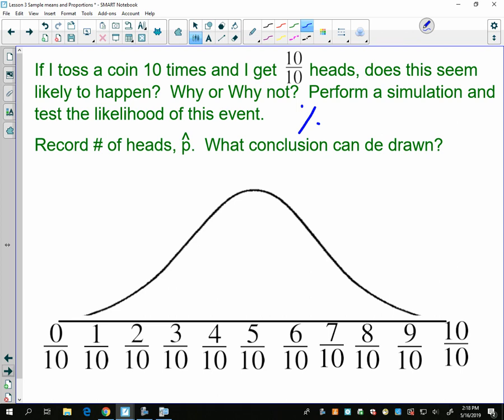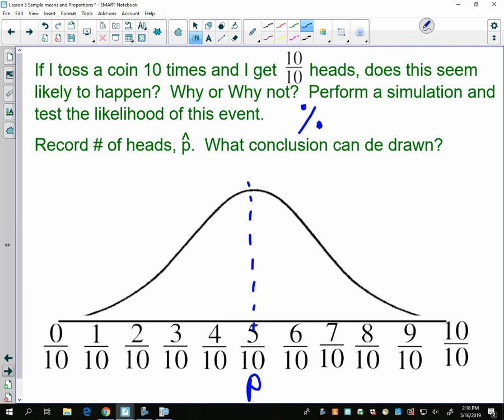Now this is percentages, right? Because this is a proportion, and we're taking number of heads out of 10. So it's a sample proportion problem. So it's percentages. Where do you think the true proportion lies? Right in the middle. At 5 out of 10. So we actually know what the true proportion would be here, but pretend we didn't.